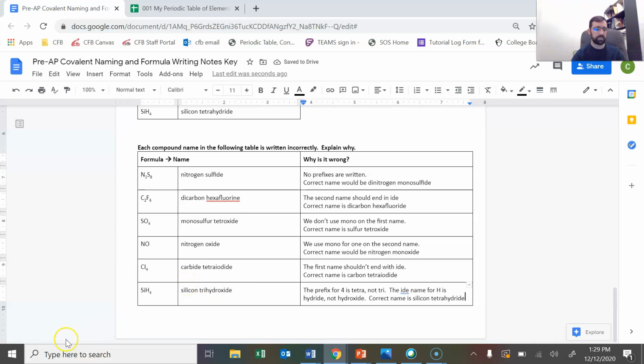All right, that's it for covalent naming. Try the practice problems and let me know if you have any questions.